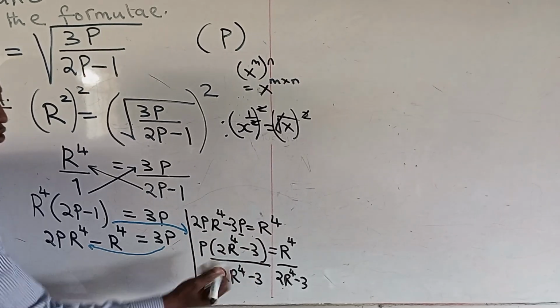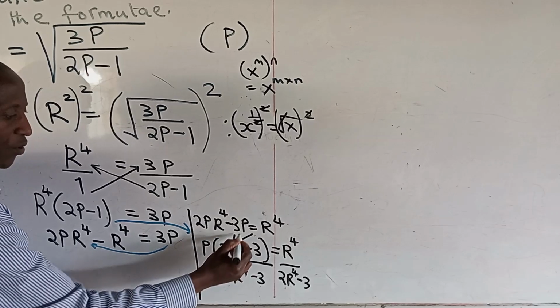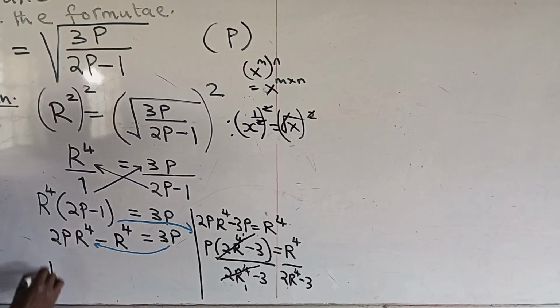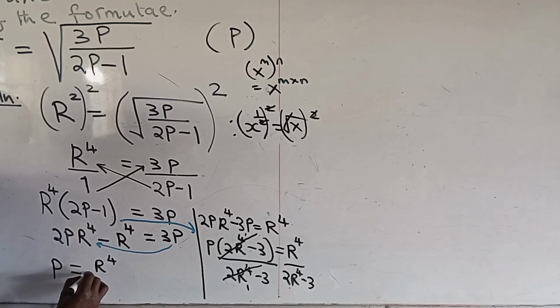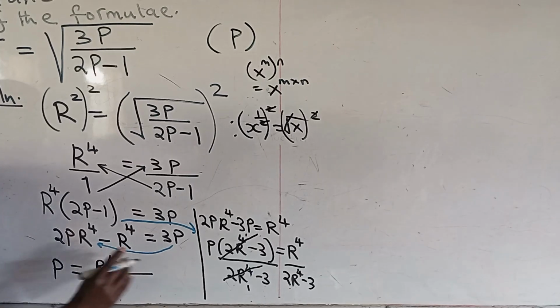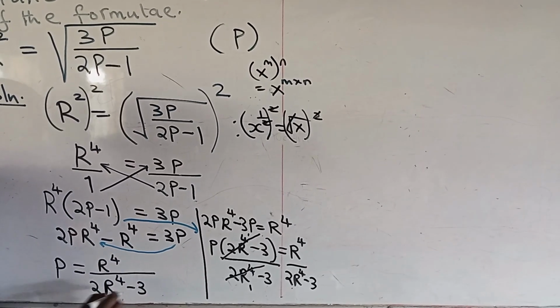Normally we don't have to show the cancellation, but I can say this divides out, we get 1, this divides out, we get 1, and therefore p comes up to be r raised to the power 4 all over 2r raised to the power 4 minus 3.